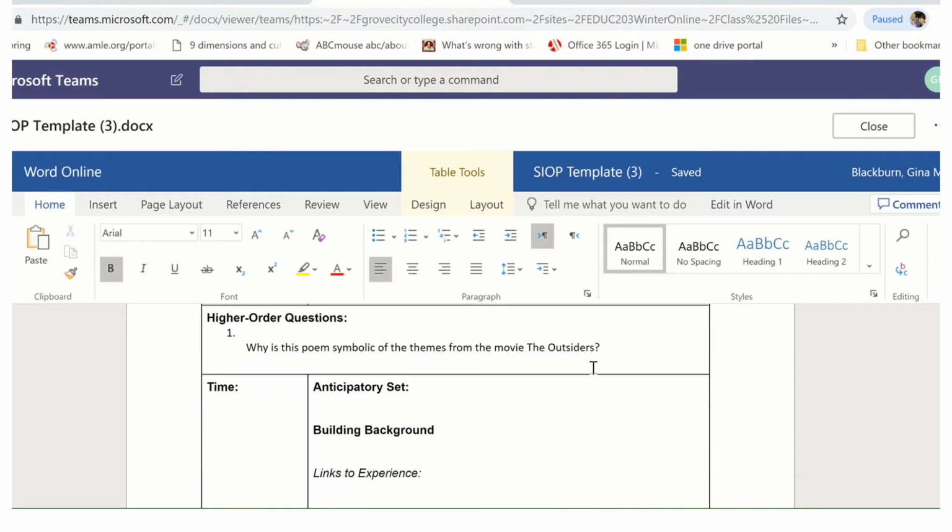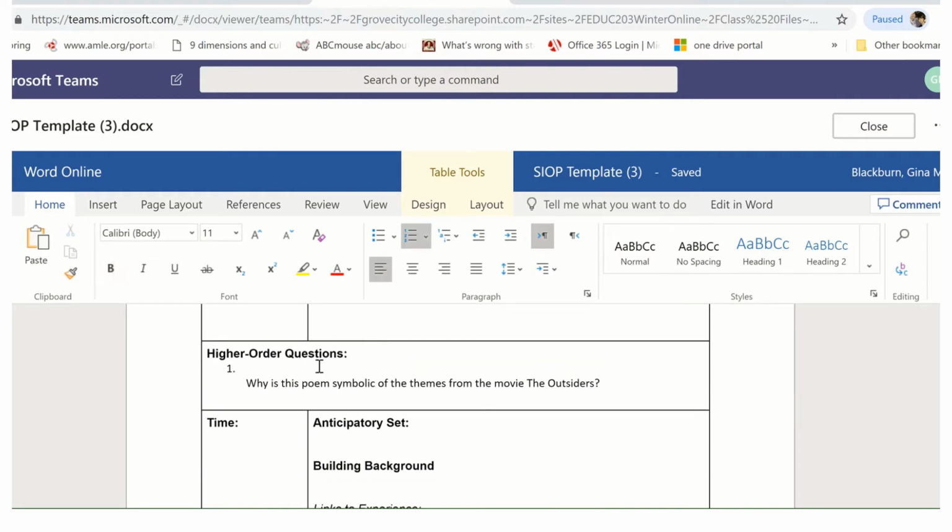What I love about the SIOP model, the SIOP template, is that it actually has you put in the higher order questions that you're going to ask during the lesson. If you remember from the lecture, over 80% of the questions that teachers ask any class of students, not just English learners, are lower order questions. And so we need to do better on that. There really should be a place on all lesson plans where you write down what higher order questions you're going to ask during the lesson.